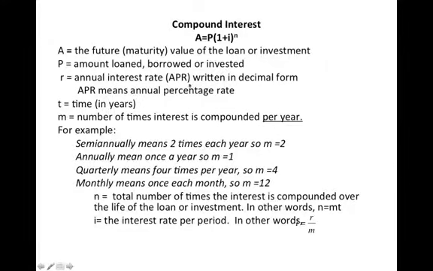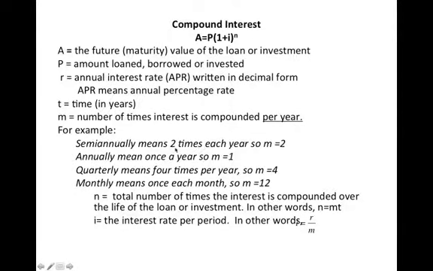Whenever you've got compound interest, you're going to be looking at A equals P times (1 plus i) to the nth power. A is still the maturity future amount or value of the loan. P is still the principal amount, the initial amount. R is still the annual percentage rate. T is still time measured in years. Now, m is new. It's the number of times interest is compounded per year. We don't have to worry about that with simple interest because there's no compounding. But now we do.